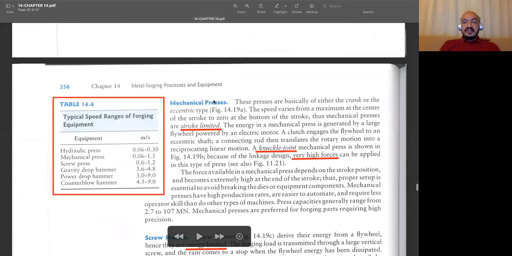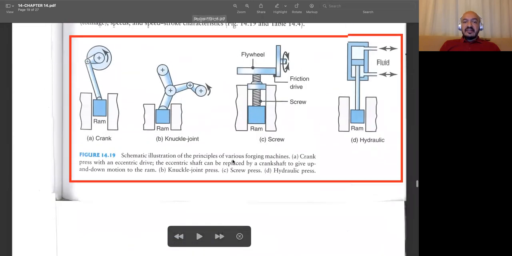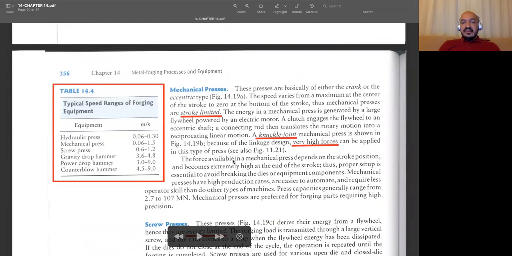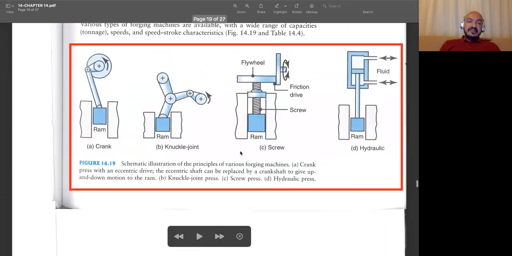The mechanical ones are the A and B, this crank and knuckle joint. And the advantage is that in the knuckle joint, we have higher forces compared to the crank system. But the disadvantage of the crank system is that it's stroke limited. The stroke depends on this diameter, the length of this crank.